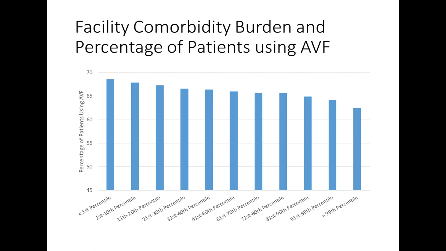Now, what you don't see here is the amount of variation within a given group. So for a similar mix of patients, some facilities are able to achieve higher fistula rates than others. Clearly then, there's other important factors besides patient comorbidity that drive success. Next slide.